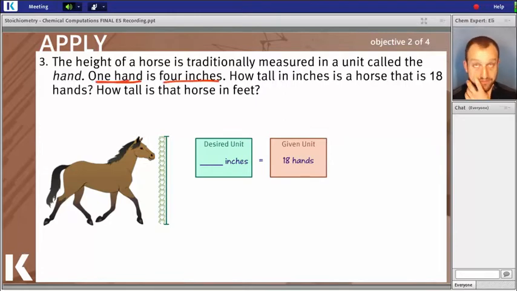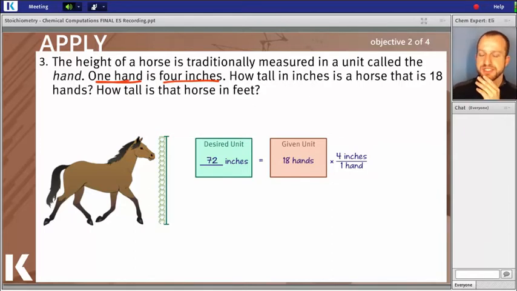So multiply this by 4 inches, that's what I want to end with, divided by 1 hand, so hands cancel. Multiply the value, gives us 72. Good so far. Let's go a little bit deeper into this.